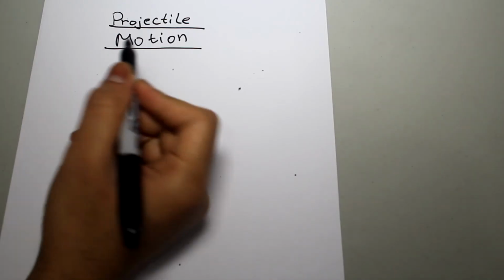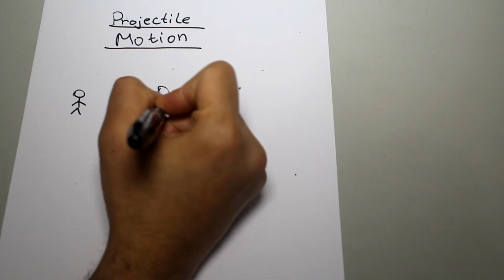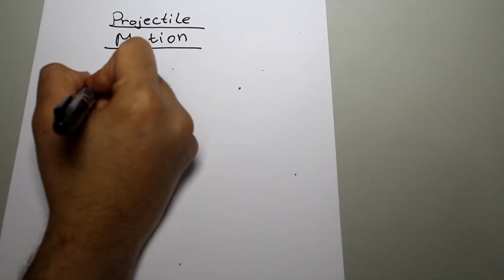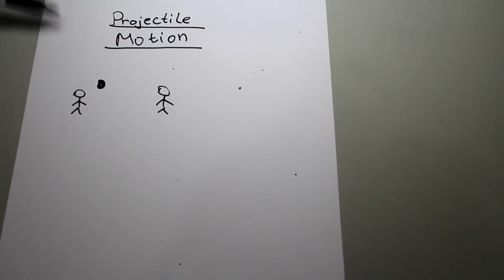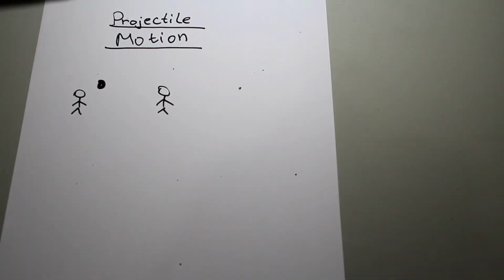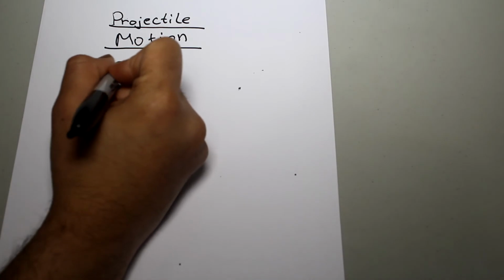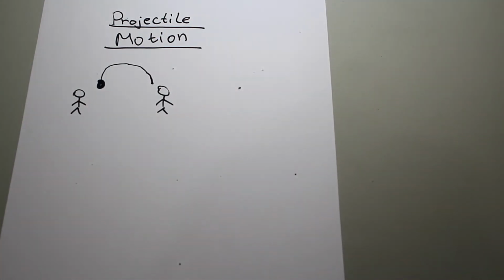Now let's talk about projectile motion. It's actually quite simple. Let's say a friend is standing over here, another friend is standing over here. The friend throws a ball to the other friend. The ball doesn't go just in the x direction, it doesn't go just in the y direction, rather it travels in a path that resembles a parabola. And that's all projectile motion is, when something travels in the x and y direction.